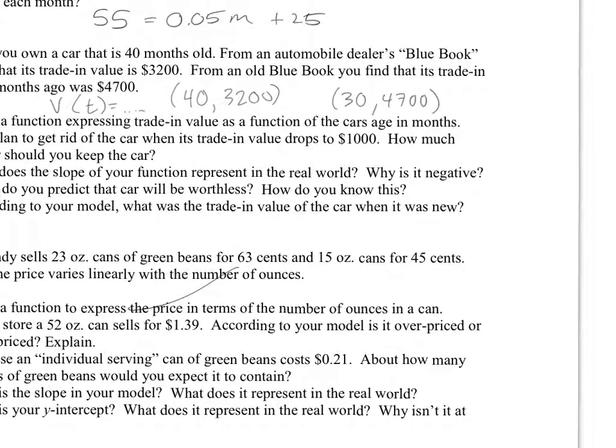So let's say the function is v of t, and I know that the function is mt plus b. Okay, mx plus b, mt plus b, t is in place of x right now. So if I plug in these 2 points here, I plug in the 2 values. So I plug in the value itself of 3,200 here, and that occurs 40 months after owning the car. And then I plug in the value of $4,700, and that occurs after I've owned the car for 30 months. So it looks to me like right off the bat, I've got 2 equations.